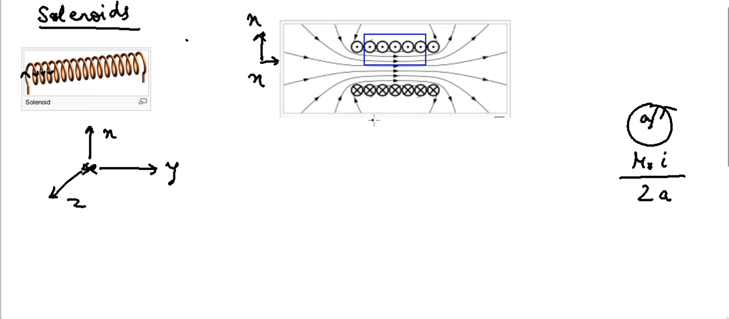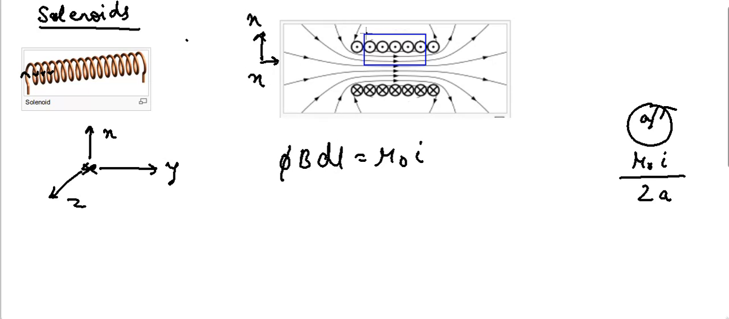Let me use Ampere's law to find out what will be the magnetic field at a point inside this solenoid. Let me take a small closed surface in the form of a rectangle here, because we have to use the integral of B dot dl equal to mu naught I. So I have to do integration of B dot dl across a closed surface, and I need to define a closed surface.